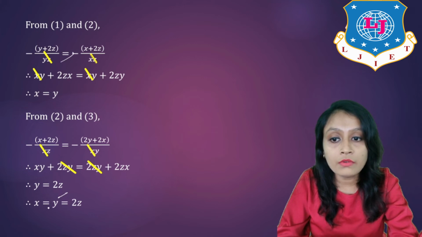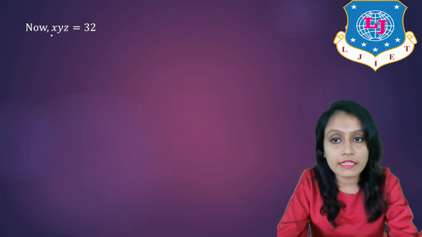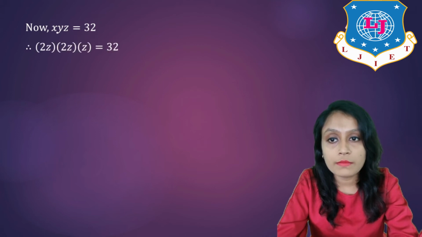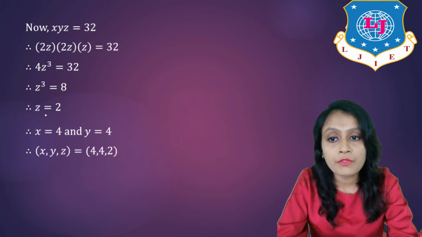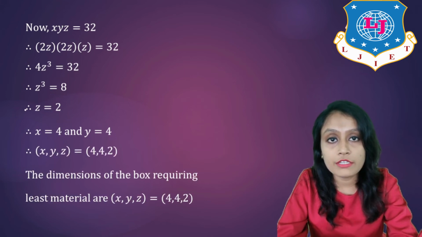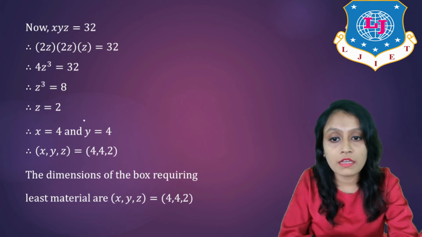Now from both the equations we can write that x is equal to y is equal to 2z. Now we know the constraint, that is xyz is equal to 32. So in place of x we will write 2z, in place of y 2z, and in place of z, z, and simplify this, so you will get 4z cube is equal to 32, therefore z cube is equal to 8, and therefore z is equal to 2. And so from that we'll get x is equal to 4 and y is equal to 4. So the point will be (4, 4, 2). So the dimension of the box which requires least material is 4, 4 and 2.